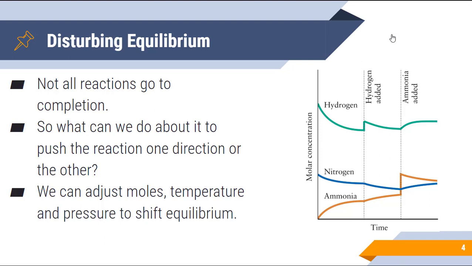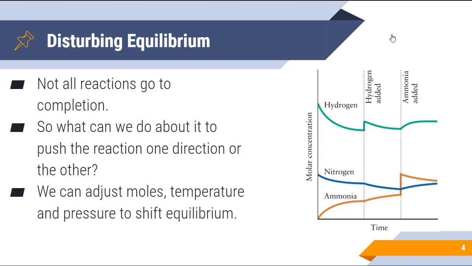So what can we do about it to push the reaction one direction or another? And when we do this, we can adjust moles, we can adjust temperature, we can adjust pressure, and that shifts equilibrium certain directions. So if we take a look here, in this reaction of hydrogen, nitrogen, and ammonia, hydrogen reacts with nitrogen to produce ammonia.